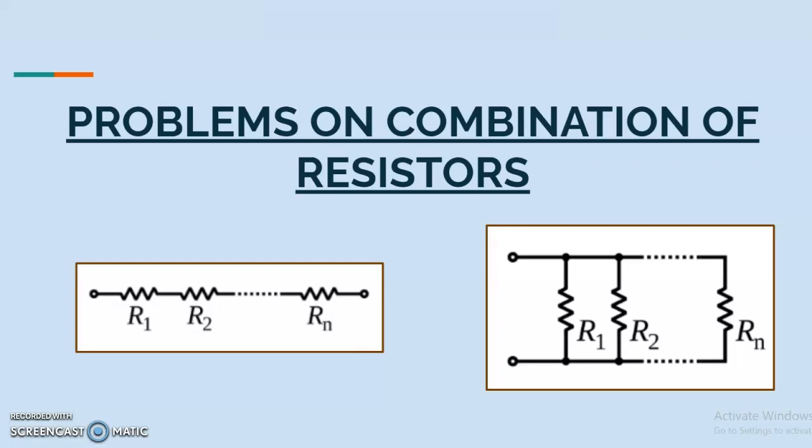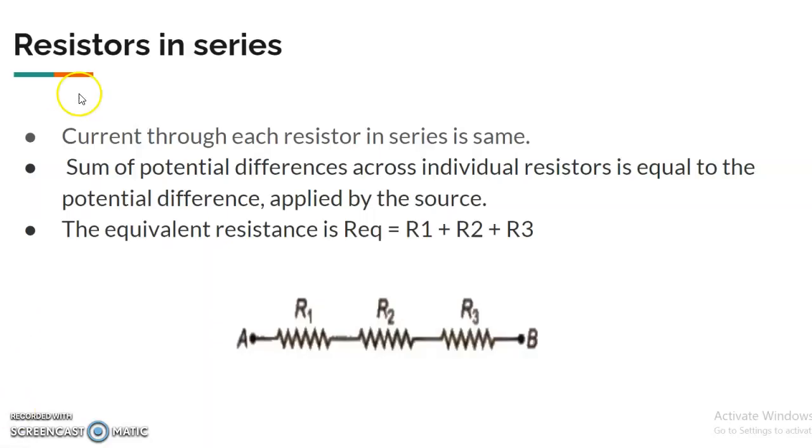So hey guys, today let us solve different problems on the combinations of resistors. But before doing that, let me do a small recap on resistors in series as well as in parallel. For resistors in series, we know that the current through each resistor is the same, and the sum of the potential difference across each of these resistors R1, R2 and R3 is equal to the potential difference applied by the source. And the equivalent resistance is given by R equivalent is equal to R1 plus R2 plus R3.